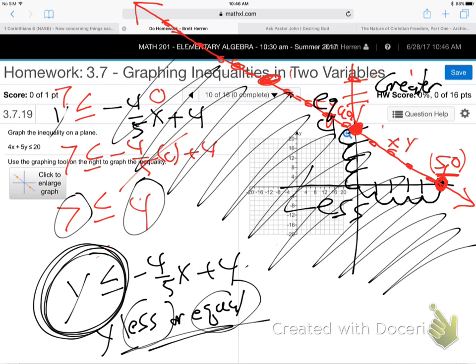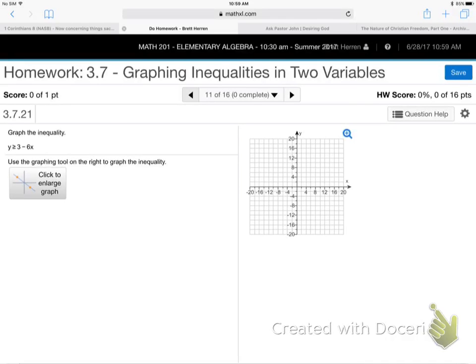How do you know? If it says y greater, you shade above. If it says y less, you shade below. Does that make sense on that? Are we good there? So I over-explained it, but I want to make sure you get the idea. So go ahead, it's y greater than or equal to 3 minus 6x. Can you go ahead and graph that one? That one, y is already alone, right? So we don't have to do any work to get y alone. Can you throw that one on a graph? And then you decide which part to shade.